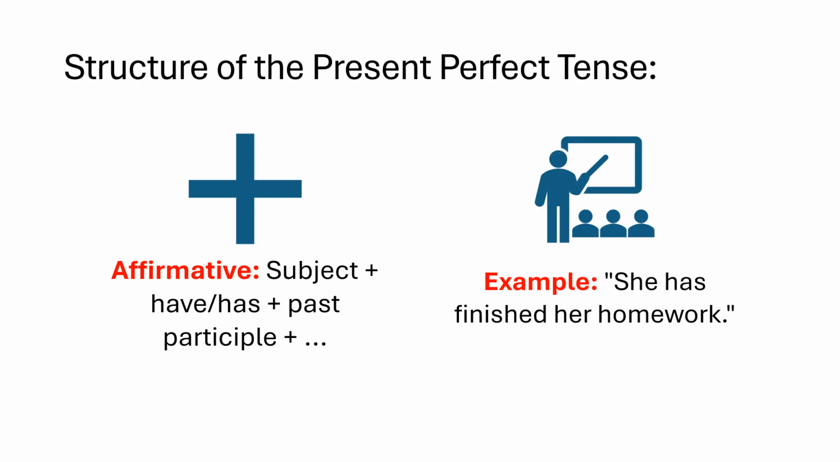Look at the structure of the present perfect tense. Subject plus have or has plus past participle plus object. For example, she has finished her homework.